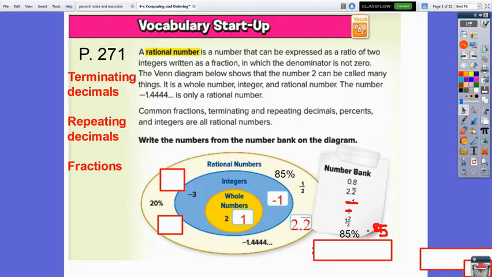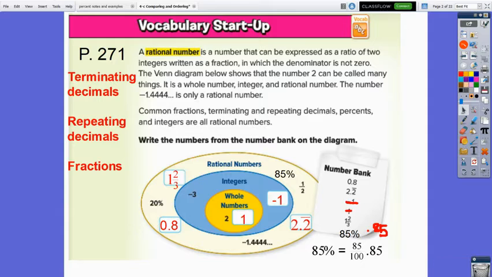I added that 85% onto the list because percents, as long as it's a percent that ends, are good too. Oh, there we go, I already did it. See that? 0.85 or 85/100ths. So this is just vocabulary of classifying numbers. When we talk about rational numbers, we're talking about fractions and decimals and percents.